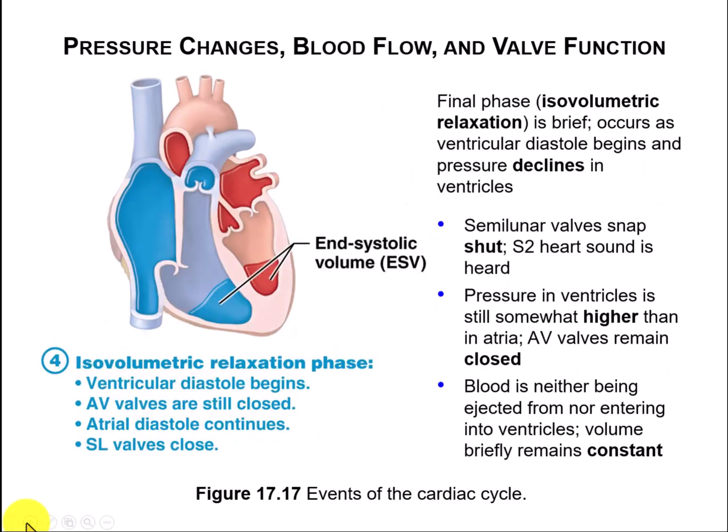Once the ventricles start to relax, now we have isovolumetric relaxation. Whenever we have an isovolumetric phase, all the valves are closed. The backflow of the blood in these two great vessels, the pulmonary trunk and the aorta, closes the semilunar valves. The pressure in the ventricles is still higher than that in the atria, so the AV valves remain closed. And the atria are filling with blood as it returns from the systemic and pulmonary circuits.